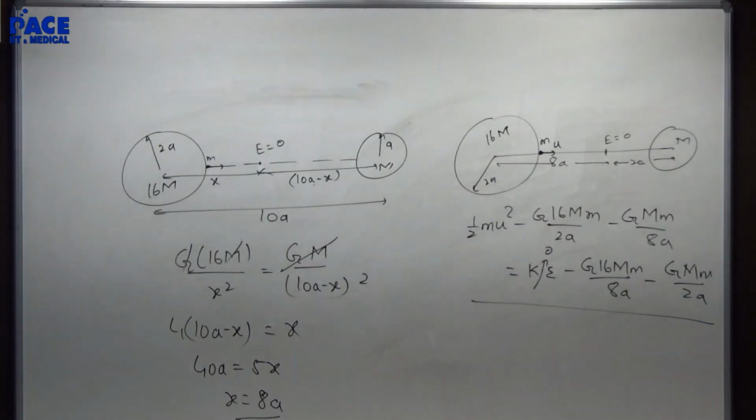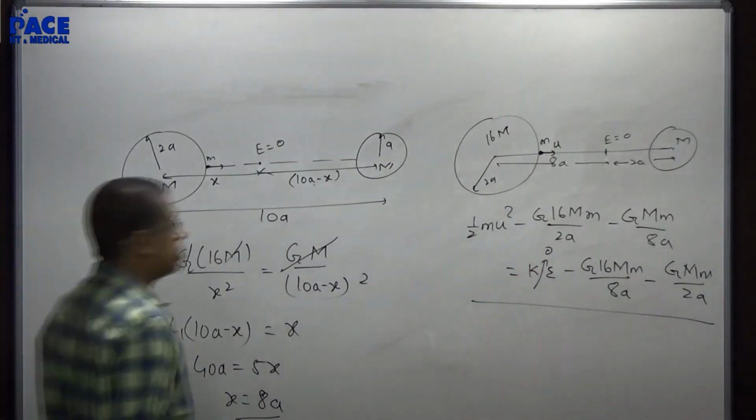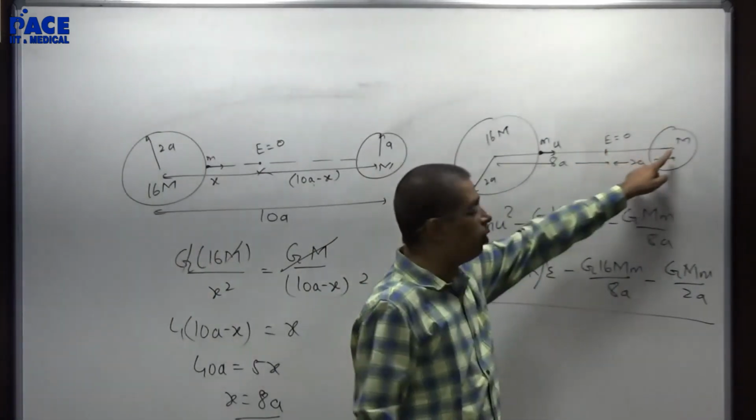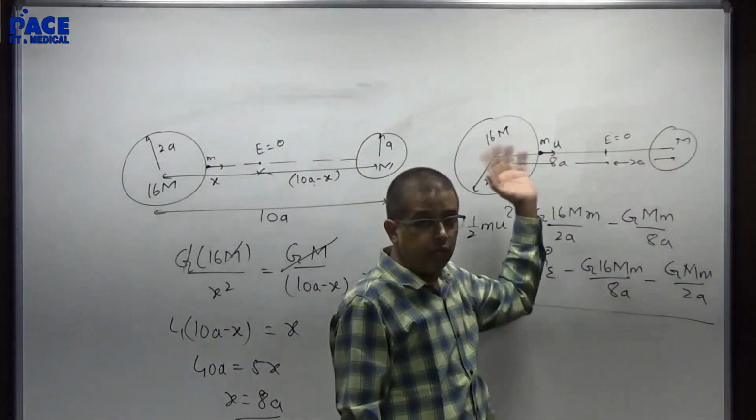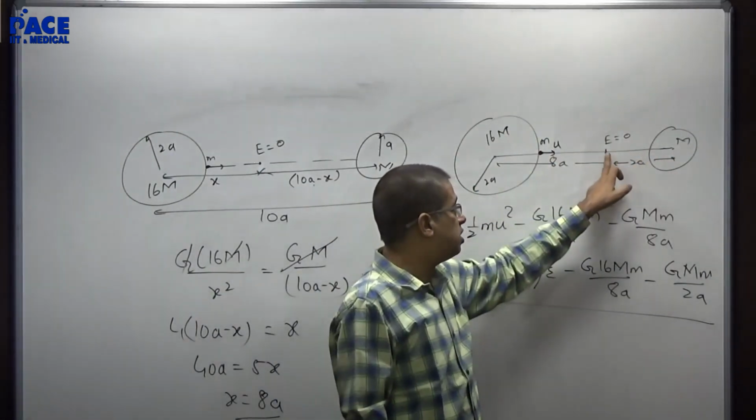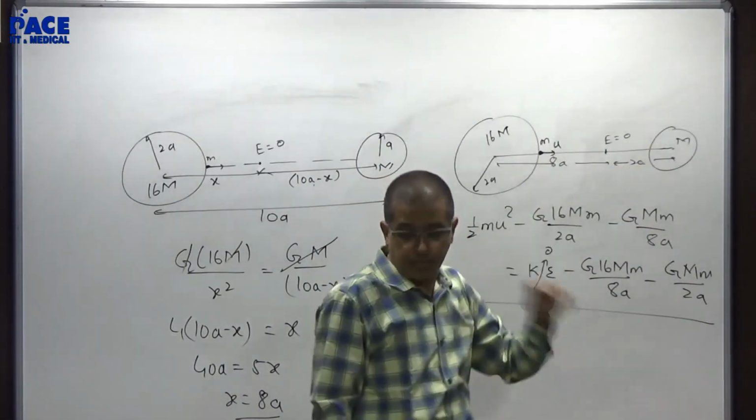Sir, why should it just reach that point? If it just crosses the point, it is surplus, it will be pulled into the star. You need not give energy for it to reach that.